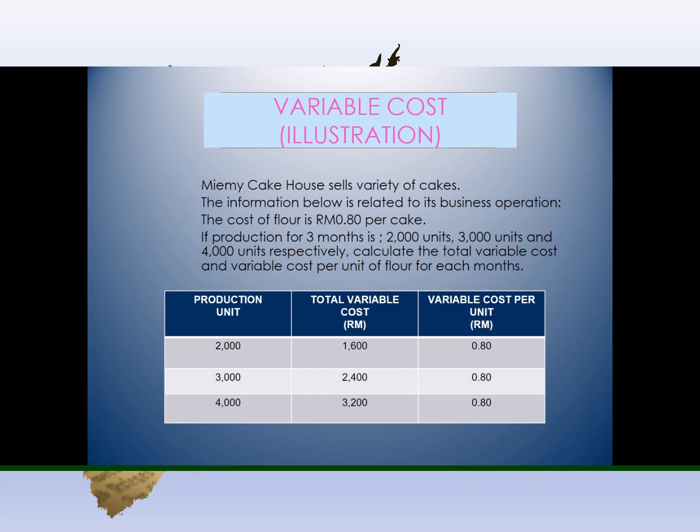Illustration for variable cost. Mimi Cake House sells a variety of cakes. The information below is related to its business operation. The cost of flour is 80 cents per cake. If production for 3 months is 2,000 units, 3,000 units, and 4,000 units respectively, calculate the total variable cost and variable cost per unit of flour for each month.